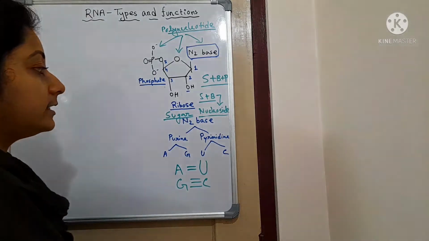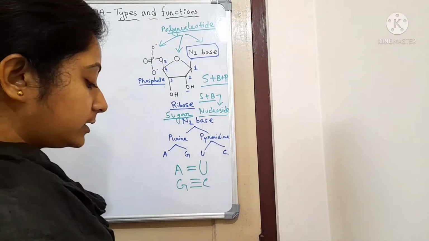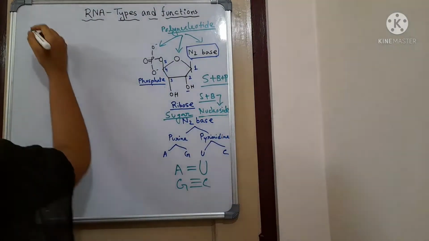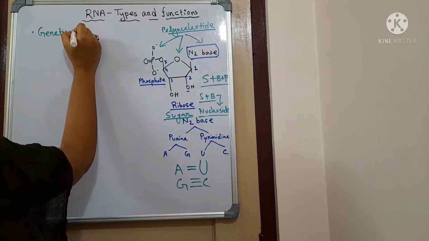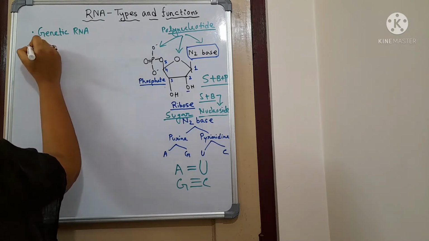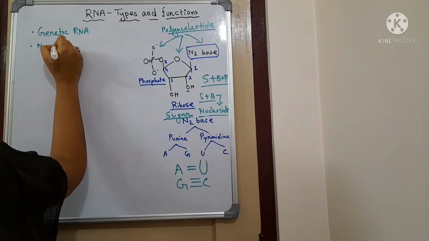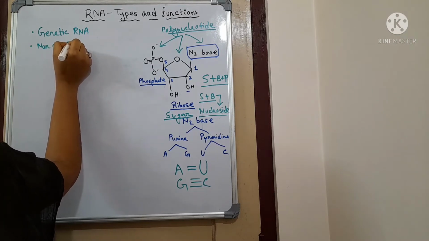Now let us move ahead into the different types of RNA. What are the different types of RNA which are found in living organisms? So basically there are two types of RNA found in the living body. One is genetic RNA and another one is non-genetic RNA.